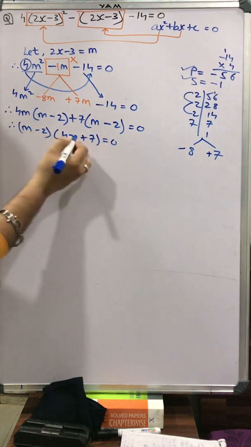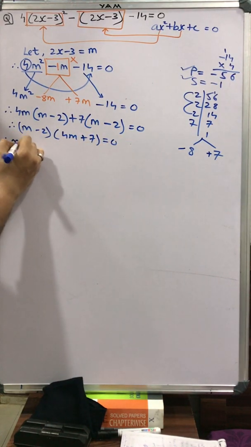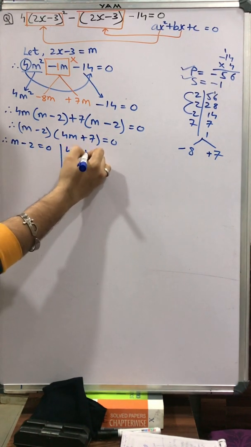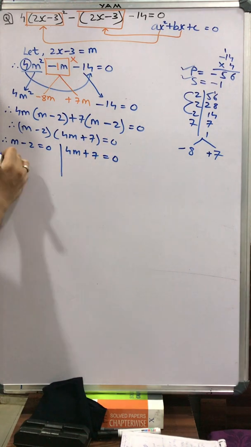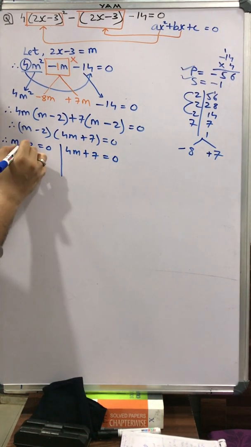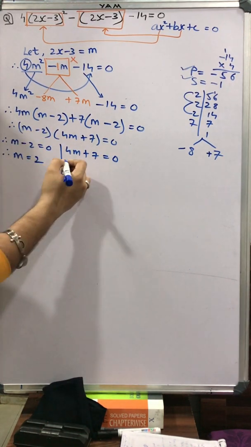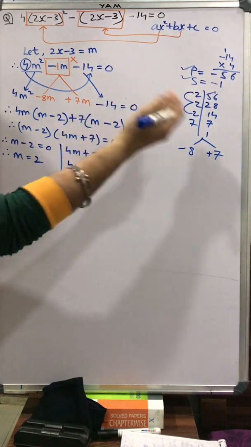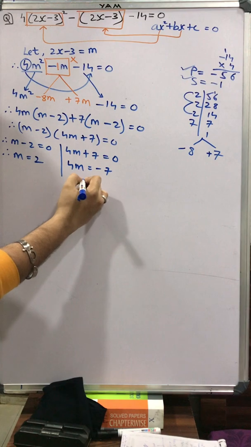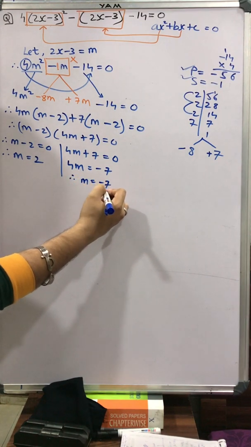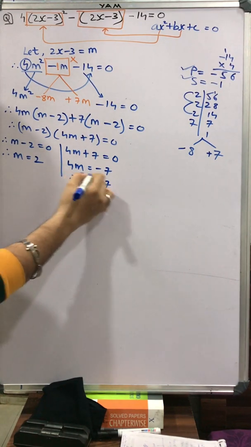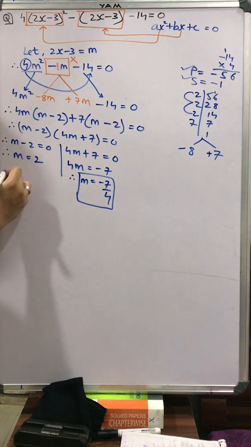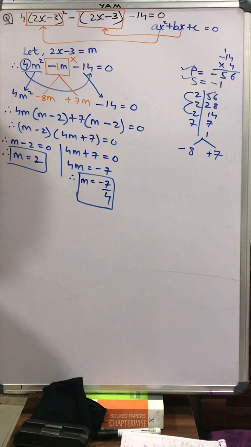Now this 0 will be given to both, so therefore either m minus 2 equal to 0 or 4m plus 7 is equal to 0. Therefore m is equal to -2 goes here, so becomes +2, or here 4m is equal to -7, +7 goes there, so becomes -7. Therefore m is equal to -7 upon 4. Here I get the value of m as -7 upon 4, and here m is equal to 2.